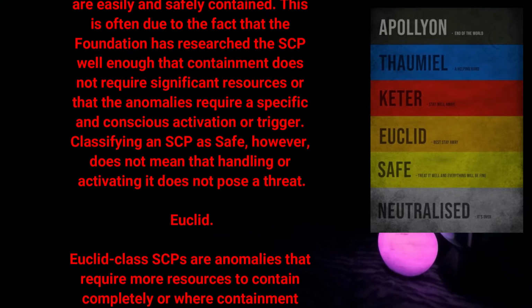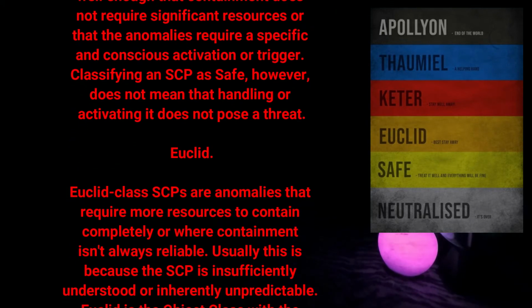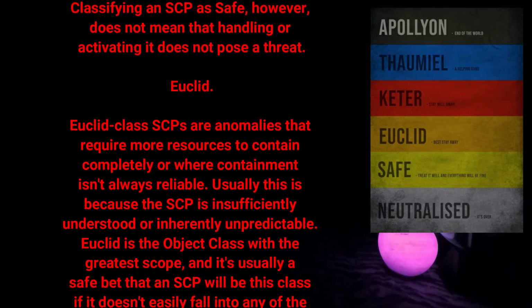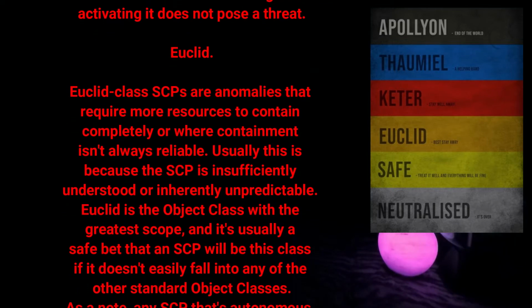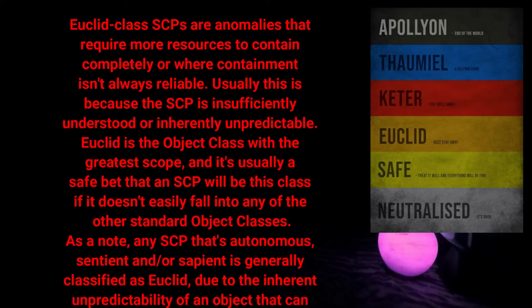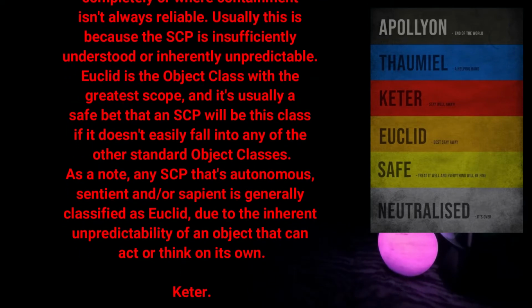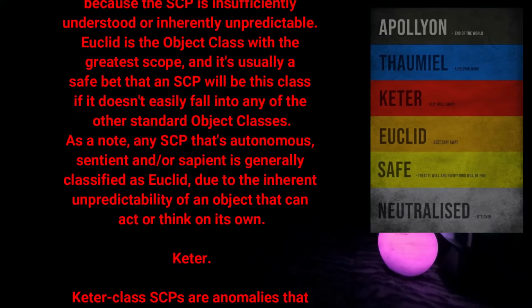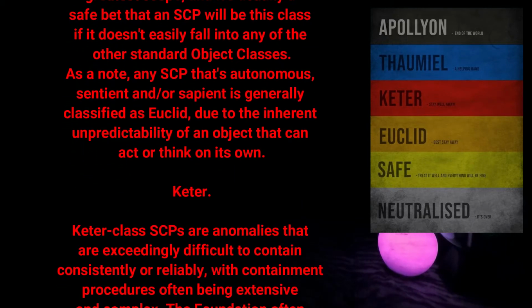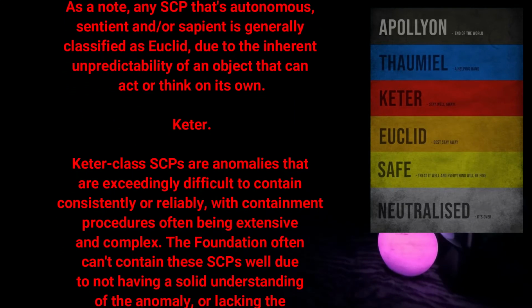Euclid class SCPs are anomalies that require more resources to contain completely, or where containment isn't always reliable. Usually this is because the SCP is insufficiently understood or inherently unpredictable. Euclid is the object class with the greatest scope, and it's usually a safe bet that an SCP will be this class if it doesn't easily fall into any of the other standard object classes. As a note, any SCP that's autonomous, sentient and/or sapient is generally classified as Euclid due to the inherent unpredictability of an object that can act or think on its own.